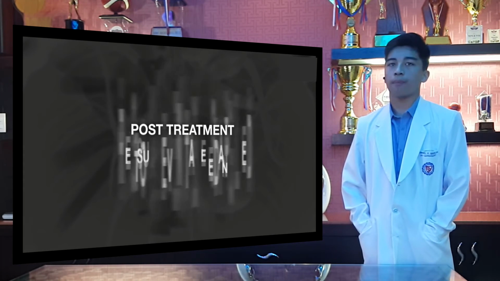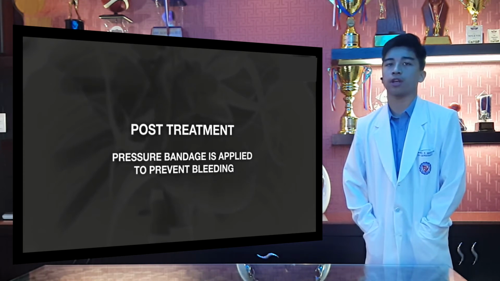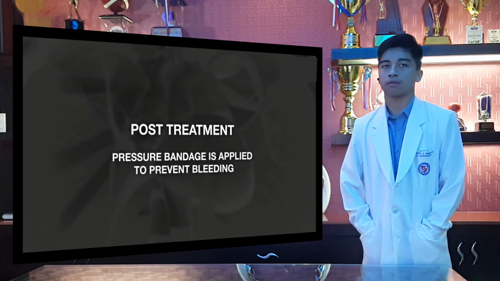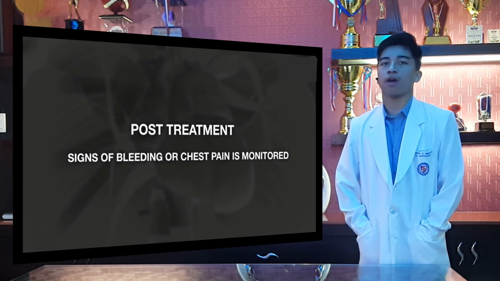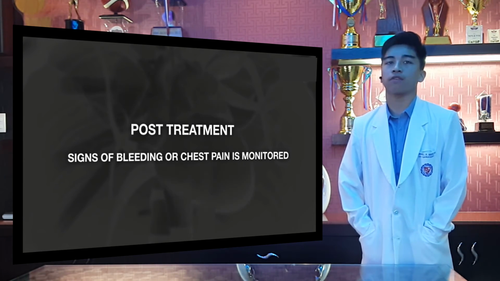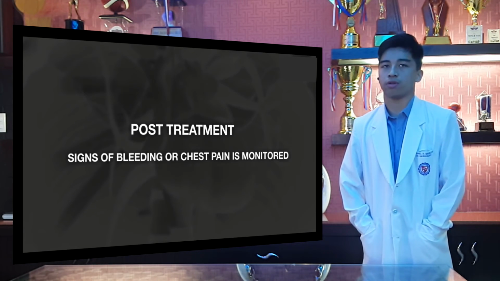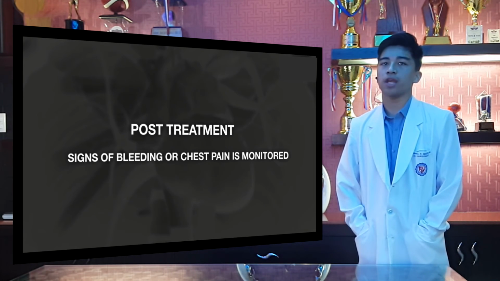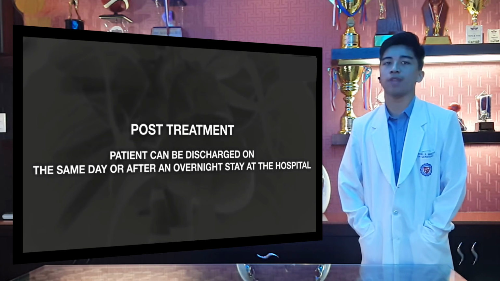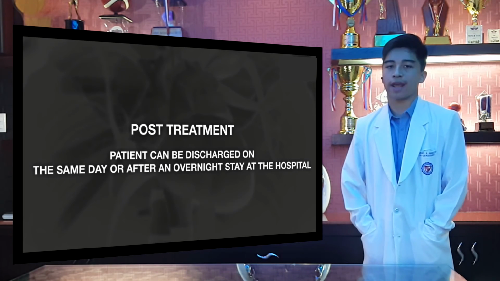Post-treatment, a pressure bandage is applied to the artery to prevent bleeding. The patient needs to lie down for several hours while signs of bleeding or chest pain are monitored. The patient may either be discharged on the same day or after an overnight stay at the hospital.